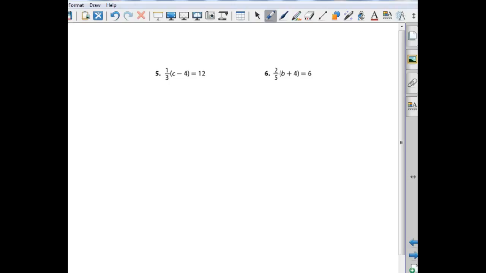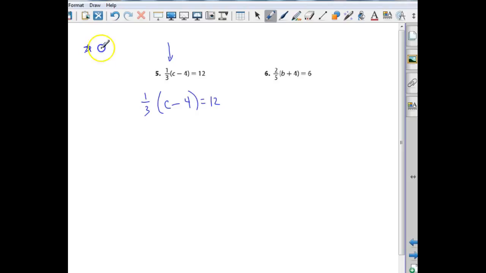I want to show you a trick to deal with fractions when you have a fraction outside of a parenthesis. In the previous video, I showed you the old-fashioned way to do it, where you would take that 1/3 and distribute it across the c minus 4, and you end up with 1/3 c minus 4/3, and then you have to deal with all those fractions. There is a shortcut, and I want to show you that right now.